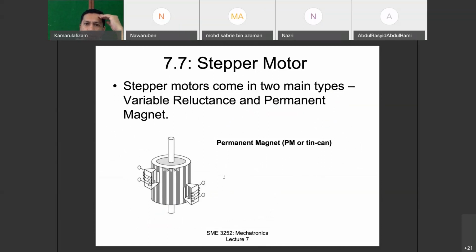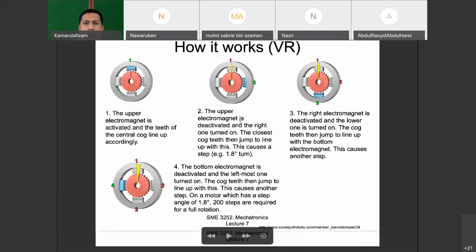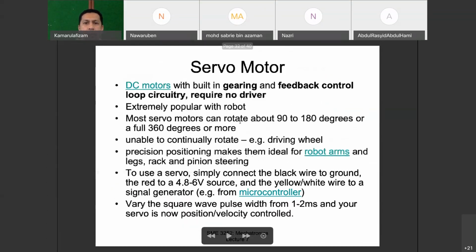Dia punya rotation dia very accurate according to the number of degree yang di set, sebab benda ni hardwired by repositioning of the magnets dalam ni. So bila you activate this magnet, confirm dia akan bergerak 1.8 degree. Dia takkan kurang, takkan lebih. So stepper is good for precision punya operation.